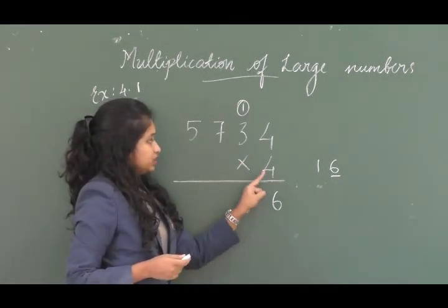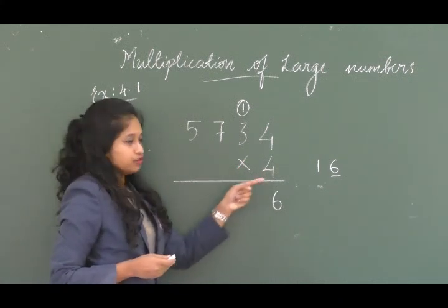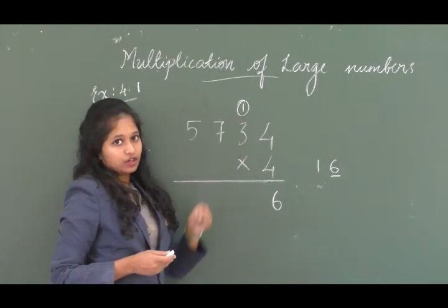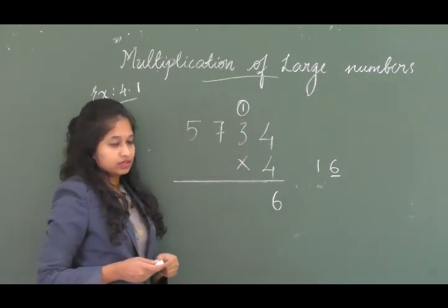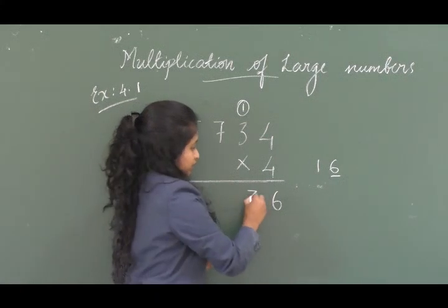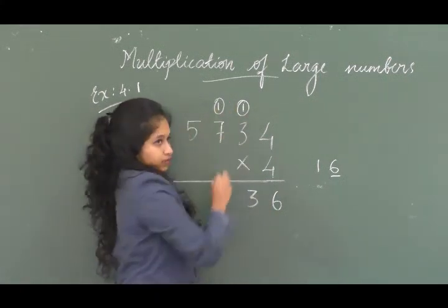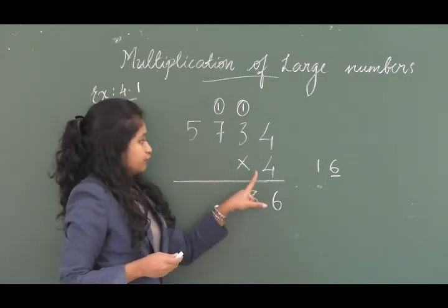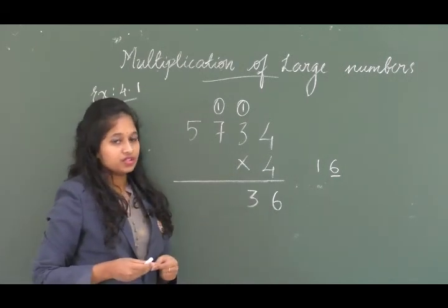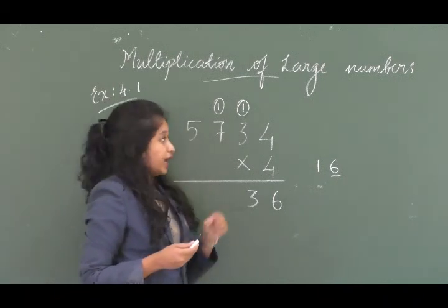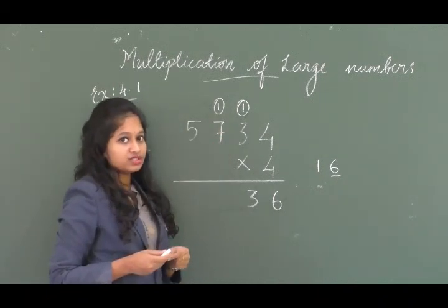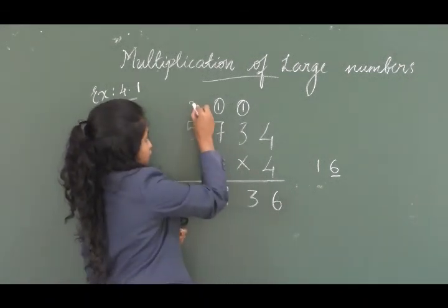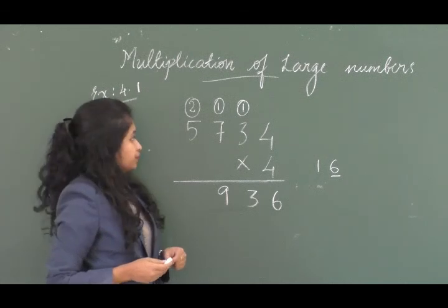Now multiply 3 and 4. What is 3 into 4? It is 12. 12 plus 1 is 13. So write 3 here and 1 above the 100's place. Now multiply 7 and 4. 7 4s are 28. Add 1 to it. 28 plus 1 is 29. Write 9 here and 2 as carry.